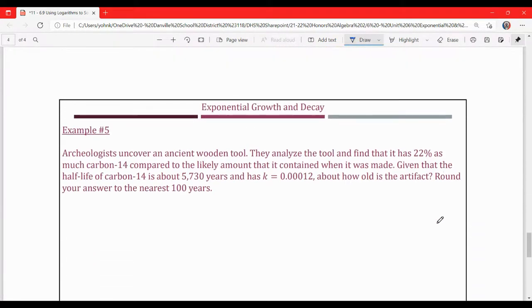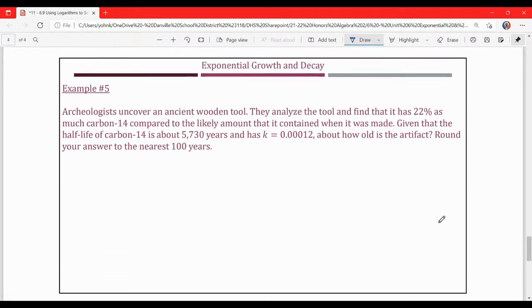All right, we have one more example. Archaeologists uncover an ancient wooden tool. They analyze the tool and find that it has 22% as much carbon-14 compared to the likely amount that it contained when it was made. Given that the half-life of carbon-14 is about 5,730 years and has k equal to 0.00012, about how old is the artifact? Round your answer to the nearest 100 years.